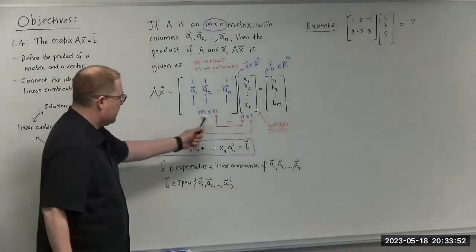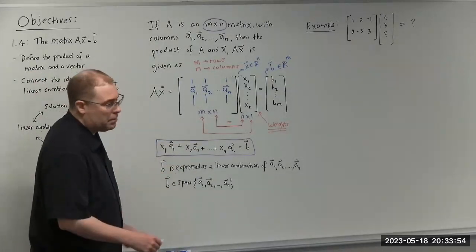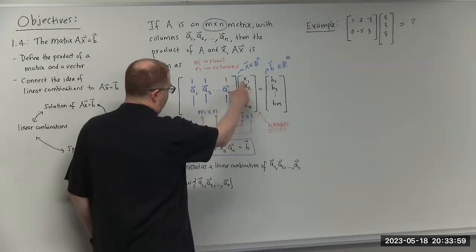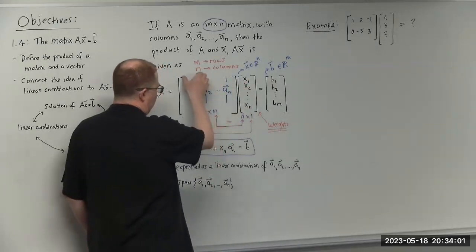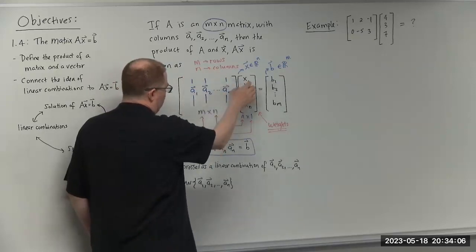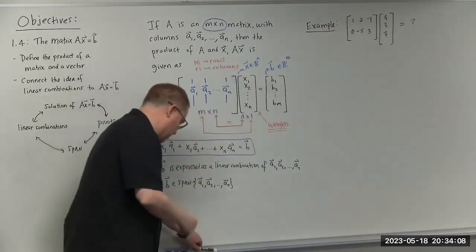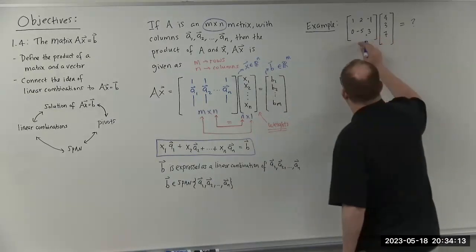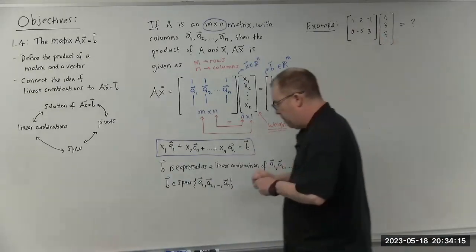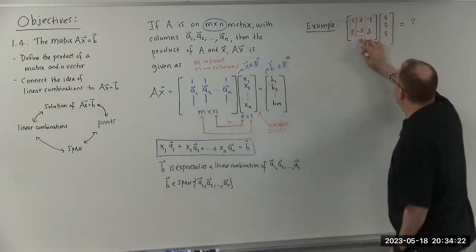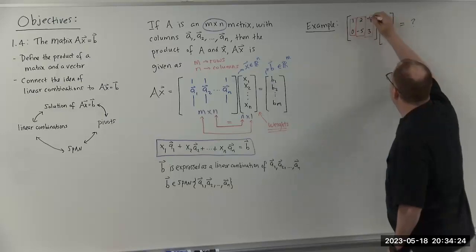Okay, so we're going to apply this definition. Remember, when you have a matrix and you're multiplying by a vector, you take the first number and multiply it by the first column, the second one goes with the second column, and so on. So let's apply that here.